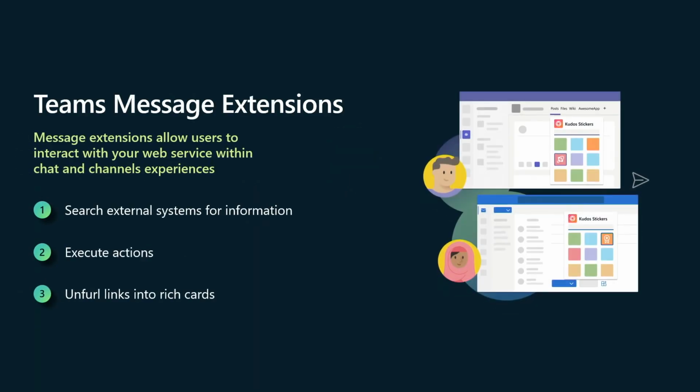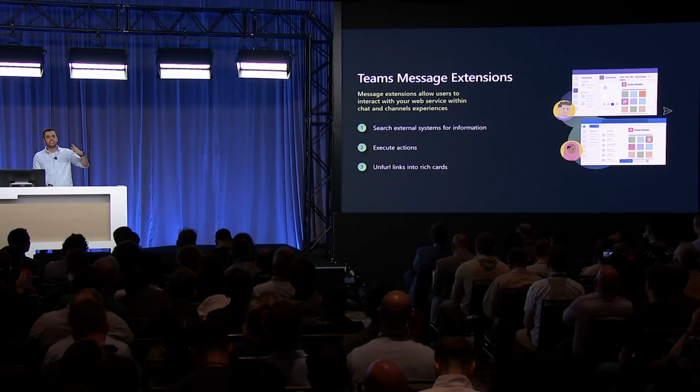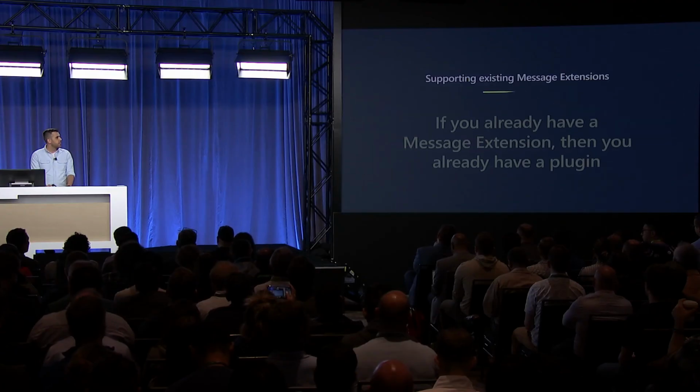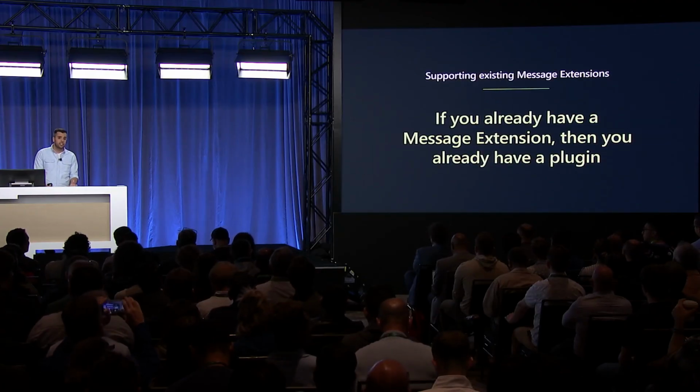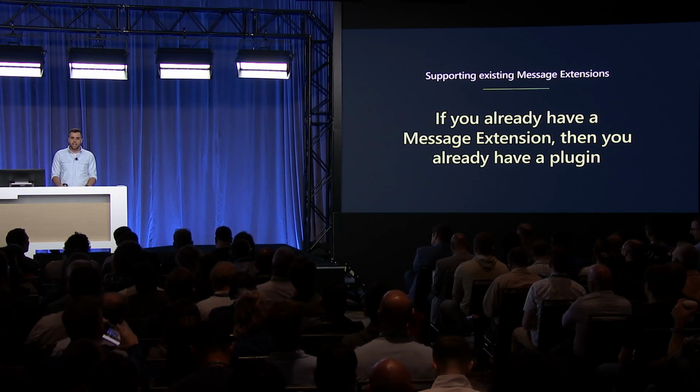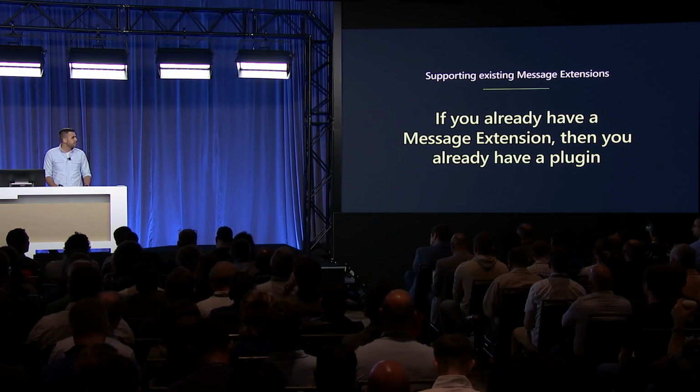I assume most people here are familiar with Teams message extensions, but in case you're not, these are apps that extend the conversational experience in Teams. So if you've ever used an interactive poll in a conversation, or maybe you've shared a link and it unfurled into a rich adaptive card, that's a message extension. There are tens of thousands of message extensions in the Teams app catalog today, and they're used by millions of users. And the good news is, if you already built a message extension, you already have a plugin. Copilot will know how to integrate your message extension on day 1, so you're good to go.